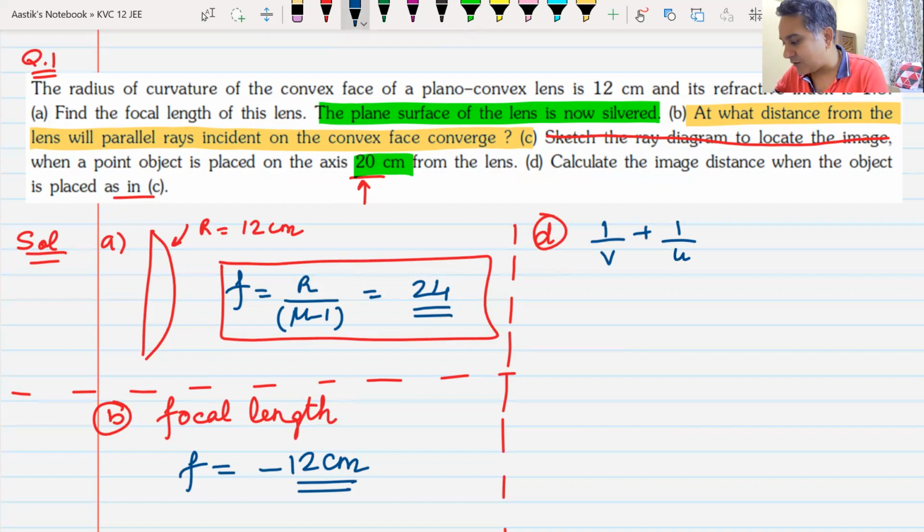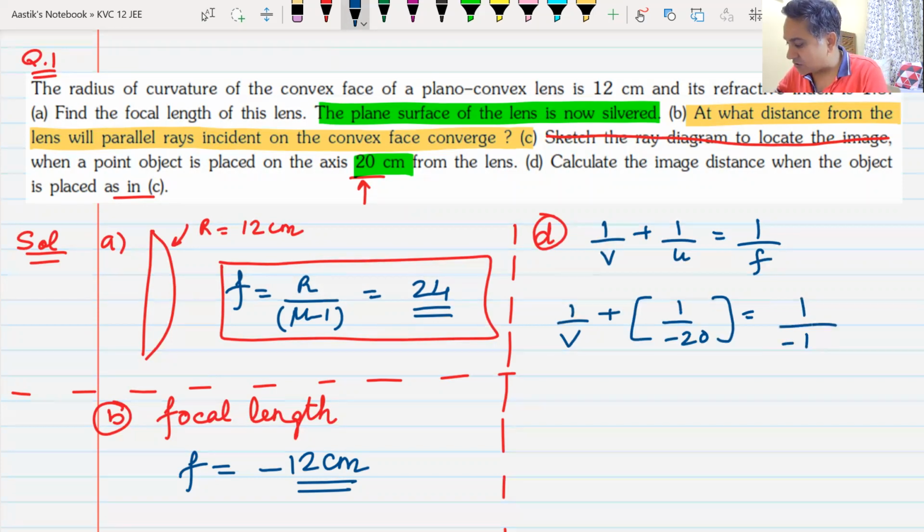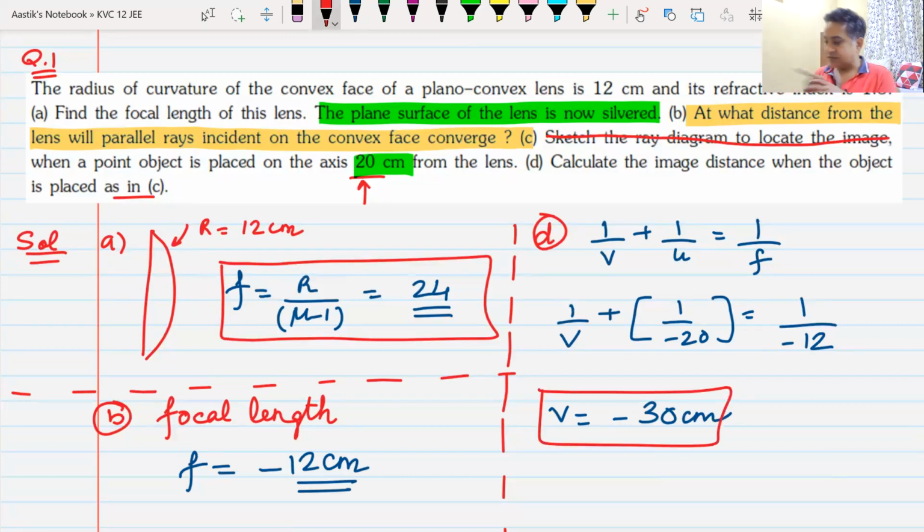1 by v plus 1 by u is 1 by f. I just put the values. 1 by v, I don't know. What is the value of u? It is minus 20. What is the value of the focal length? It is minus 12. You put these values and you will end up with the answer, and I think you are going to get v as minus 30 centimeters. How many of you got this? Please raise your hands.